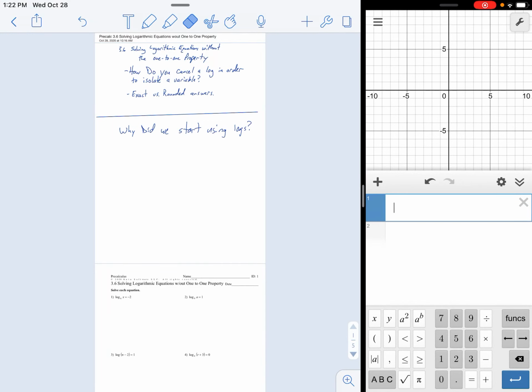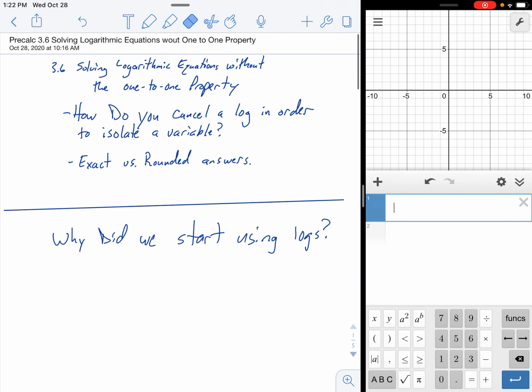Okay, guys, third and final lesson of the week, solving logarithmic equations without the one-to-one property.